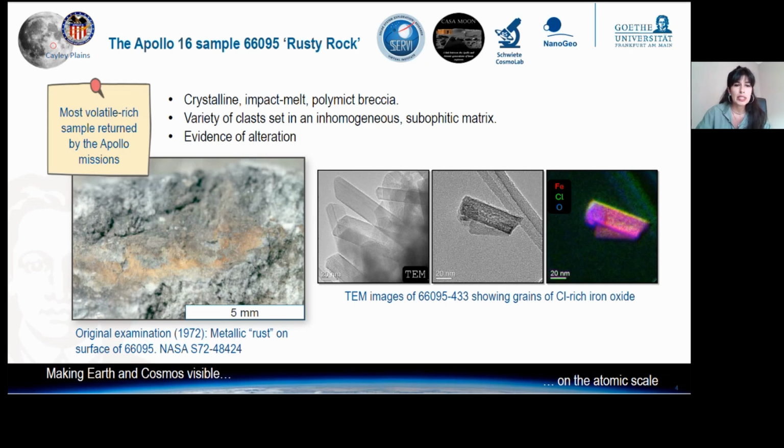Here you can see an original examination of the sample, which quickly drew attention because of this metallic rust on the surface of the sample. This is a breccia, so it consists of a variety of clasts from basaltic to anorthositic, but it has abundant evidence of alteration. Actually, the volatile-rich phases are also seen inside the sample.